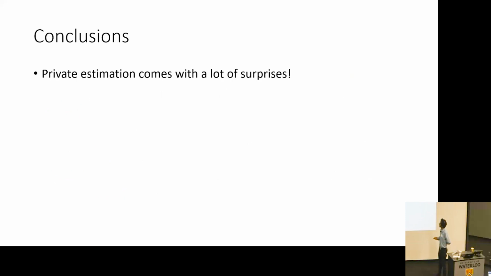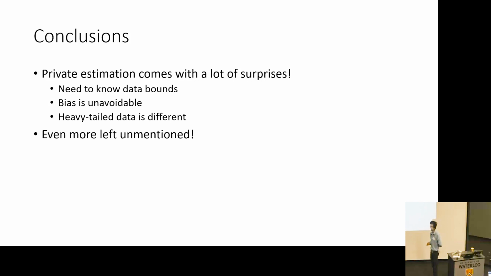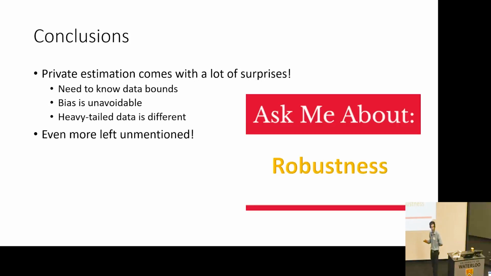So anyway, I'm going to wrap up here, and I hope it came across that private estimation comes with a lot of surprises. You need to know where your data lies. Bias is unavoidable. Heavy-tailed data is different. And this is all stemming from the fact that you had to clip your data. There's a lot more stuff which I didn't mention today because I didn't have time. You could ask me about robustness, which has some really exciting connections, I think. But in the interest of being broader, I didn't go into it.